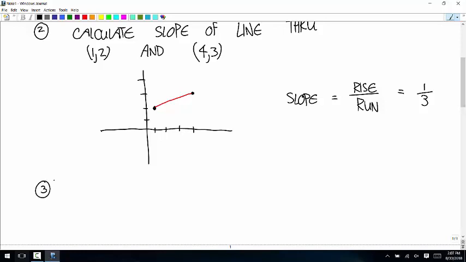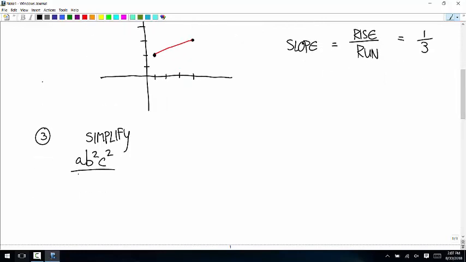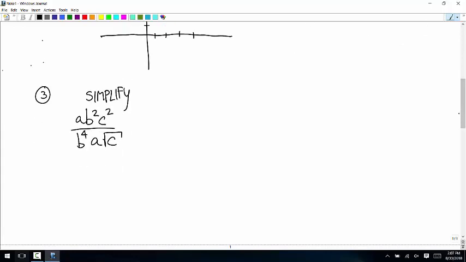The third one, we just want to simplify the expression A times B squared times C squared, divided by B to the fourth times A times the square root of C. I think the easiest way to do this problem is to remember that there are exponent rules for division and multiplication. So let me go through those.